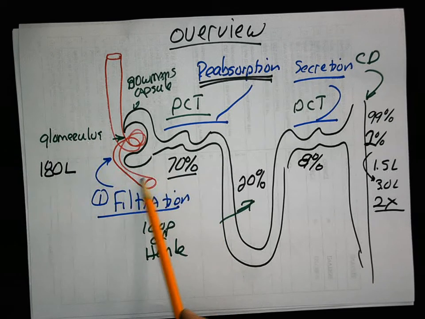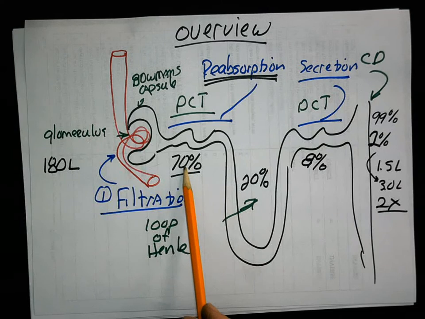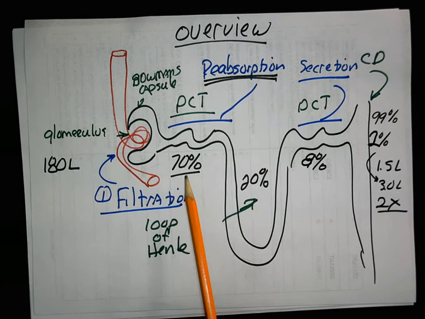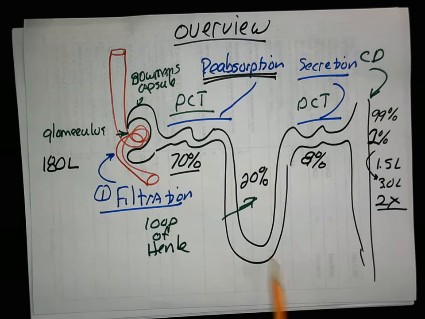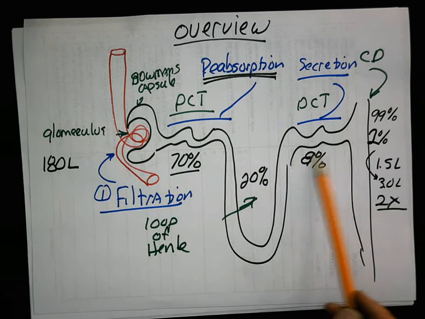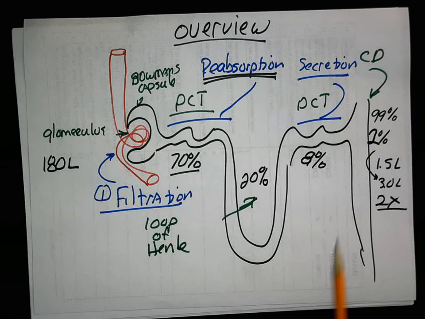This blood vessel follows along here, so it absorbs 70% of the water. Goes through here as the vasa recta, which absorbs 20% of the water, and goes back to here, where it absorbs the final 8% of the water.